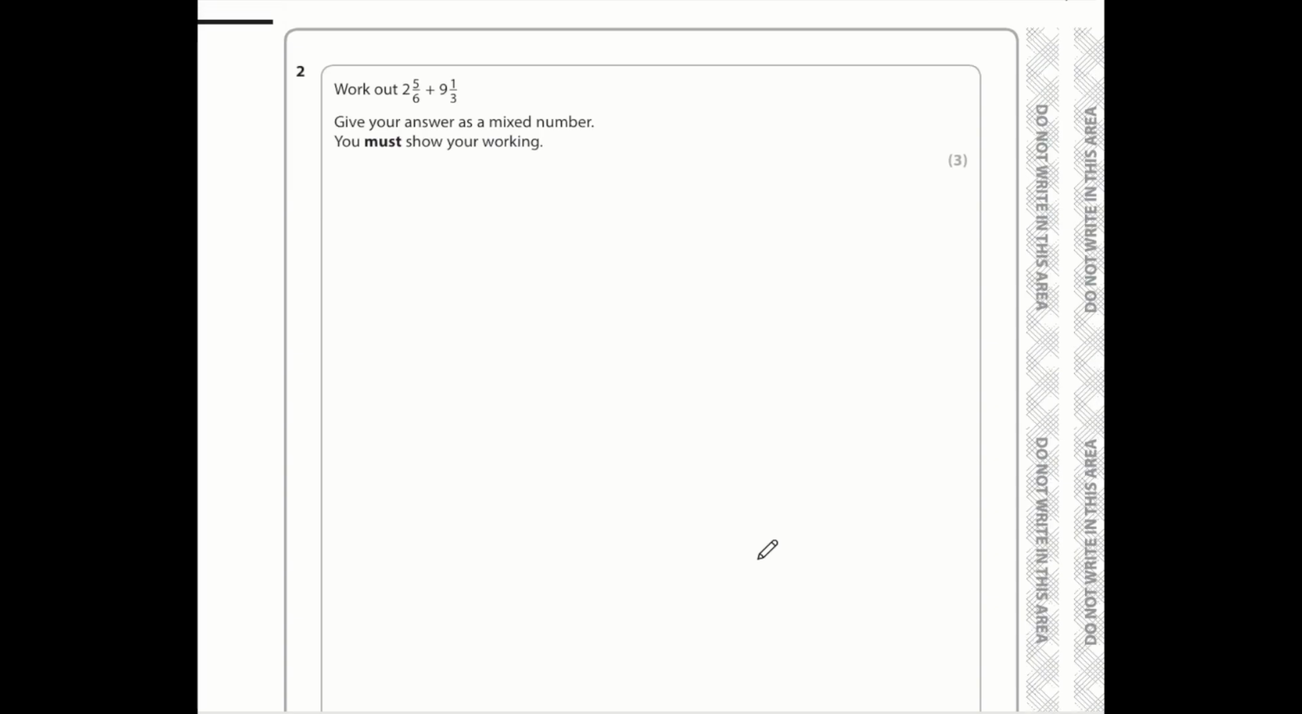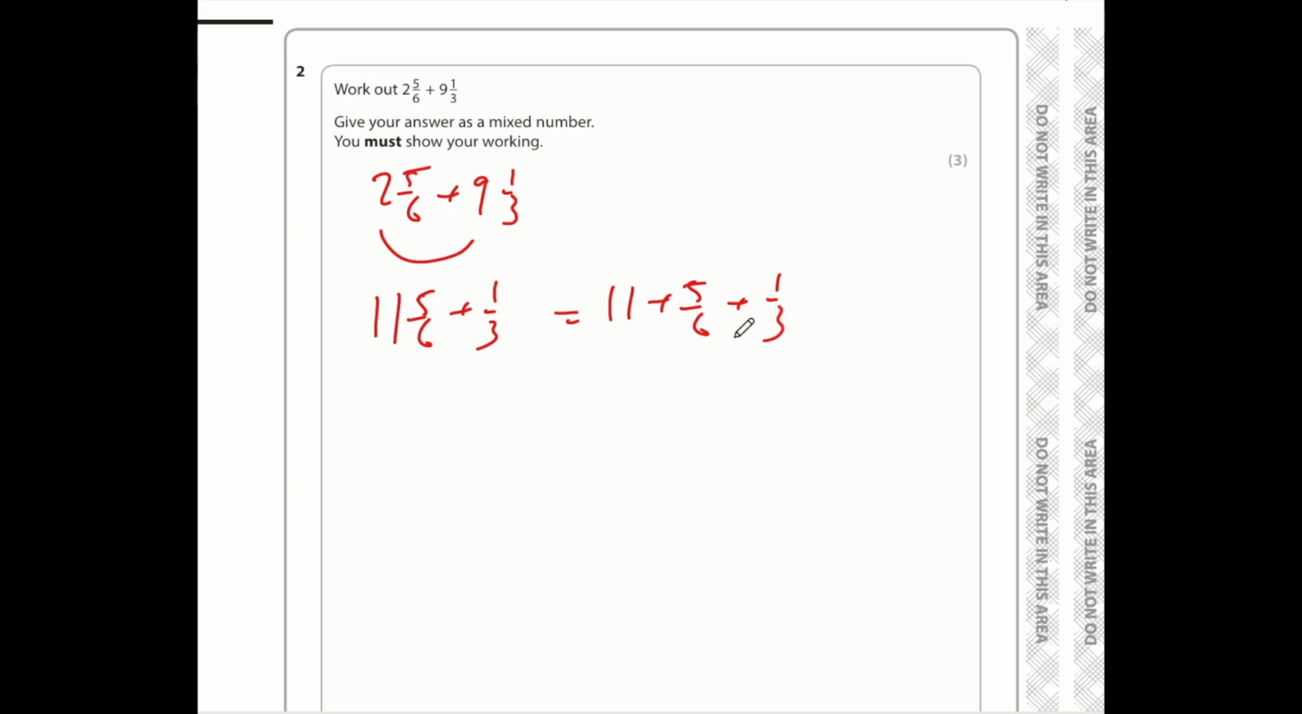Question number 3, 2 and 5/6 plus 9 and 1/3. So first of all, 2 plus 9 is 11. So that's 11 and 5/6 plus 1/3, which is 11 plus 5/6 plus 1/3. Now 5/6 and we've got 6 and thirds. Now I can convert thirds into 6. 1 out of 3 is the same as 2 out of 6. So that is 11 plus 5/6 plus 2/6, which is 7/6.